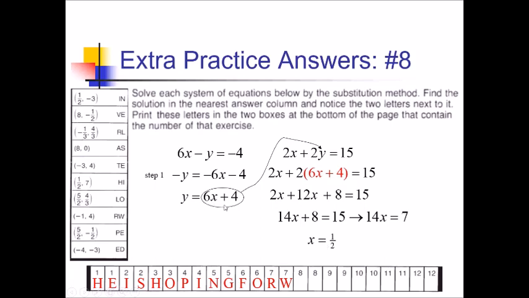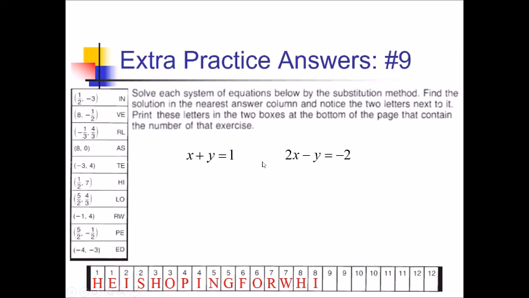I took a little bit of trouble to rearrange things this way, so I might as well use it since y is all by itself already. So I can write y equals 6 times 1/2 plus 4. And 6 times 1/2, that's basically 6 times 1 is 6, divided by 2 is 3, so 3 plus 4, which gives me 7. So I've got the point positive 1/2 comma 7. And then looking at my answer choices, that corresponds to the HI here. So for 8, I'm going to put H and I.